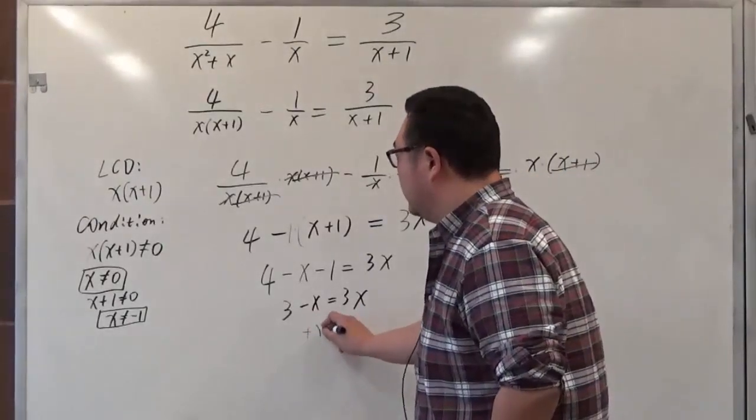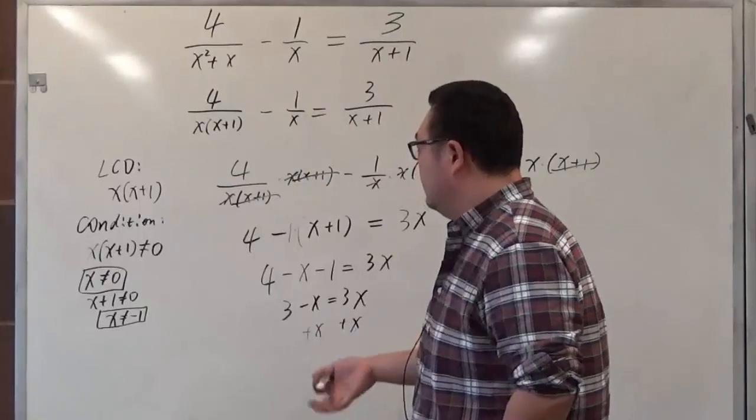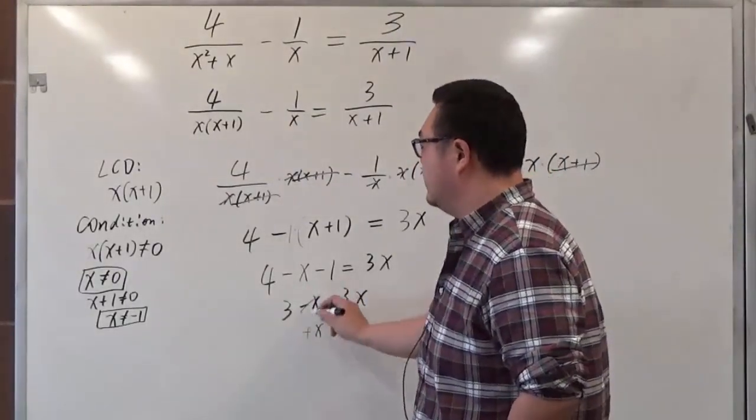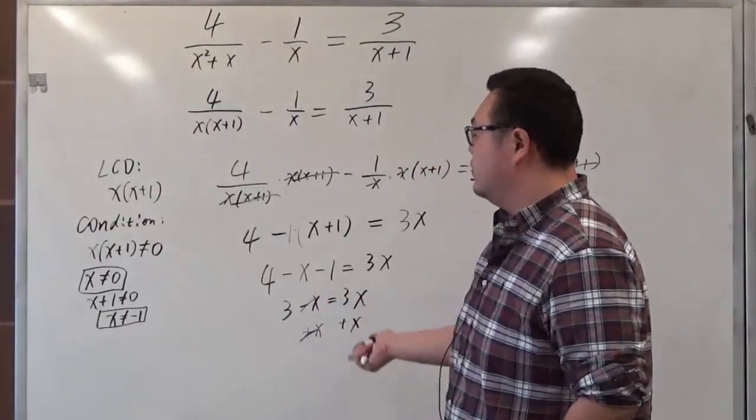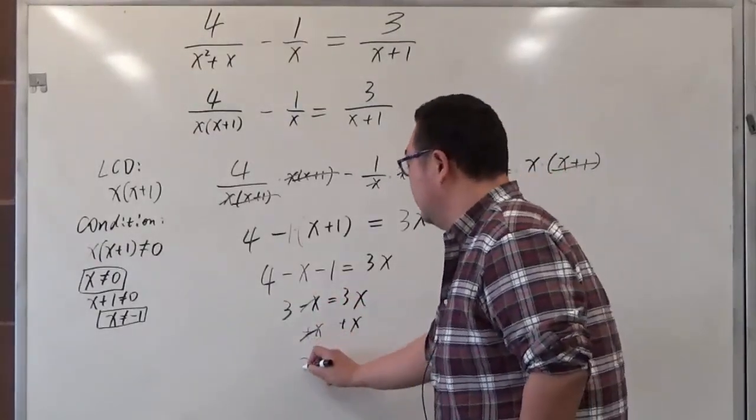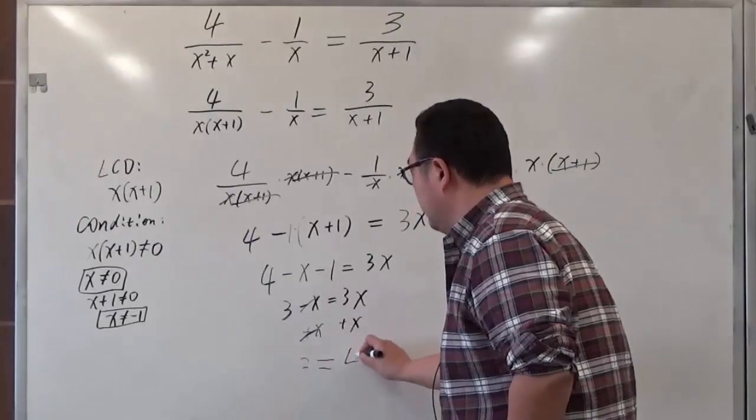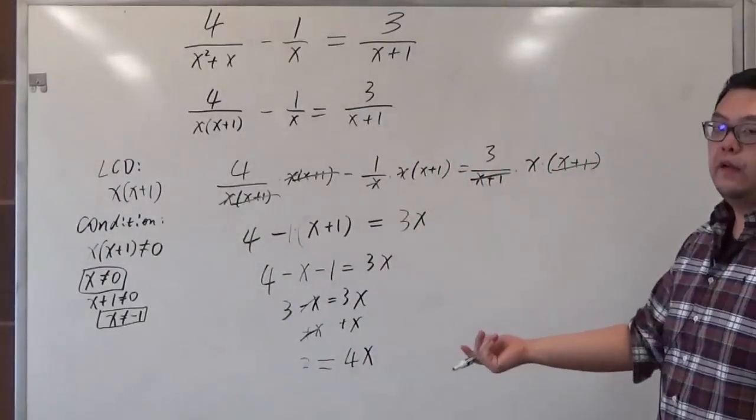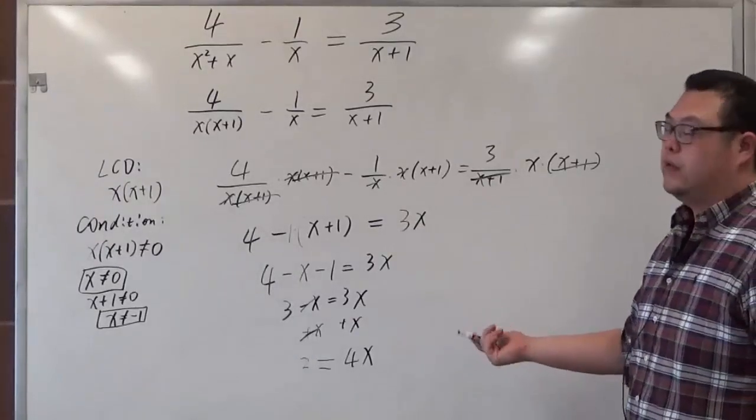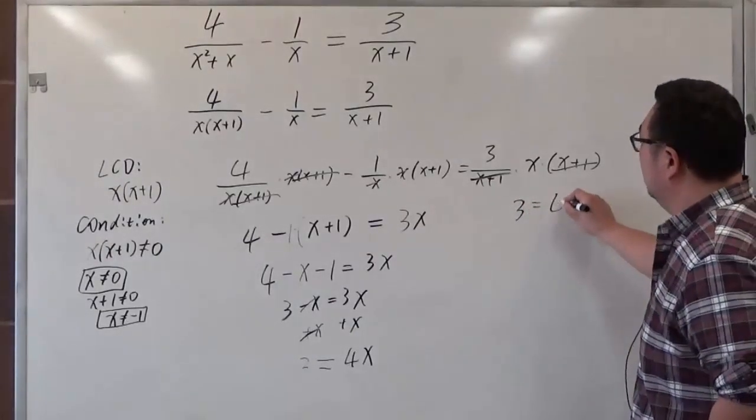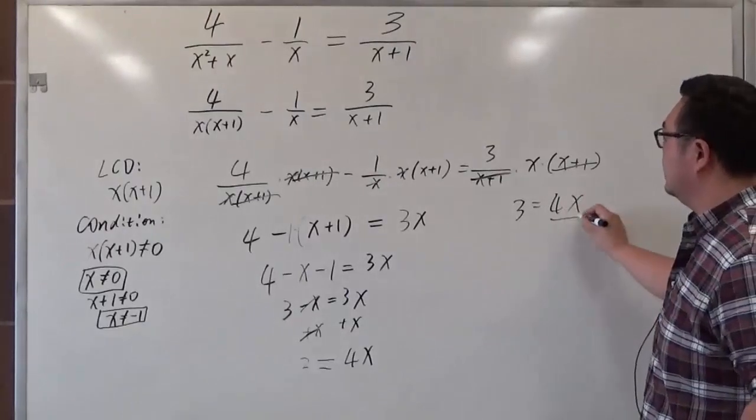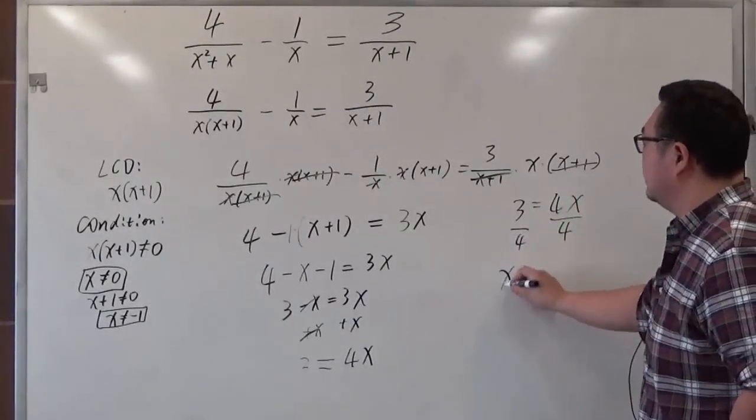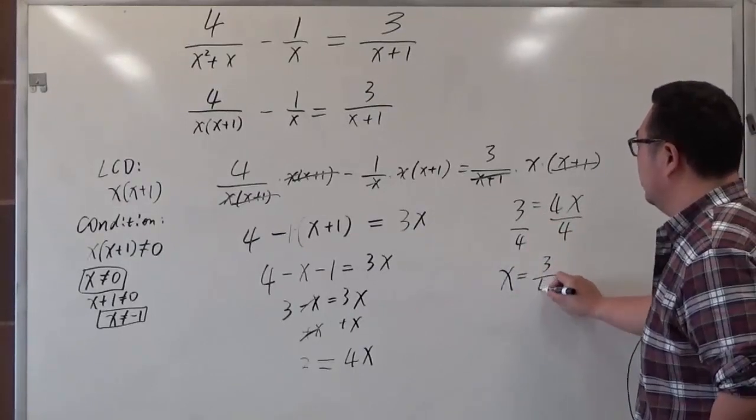What we could do is keep x with a positive coefficient. Therefore, we cancel the x on the left side. Then we get 3 equals 4x. Now we have a number on the left and x on the right side. What we need to do is divide by the coefficient of x. Therefore, our x will be 3 over 4.